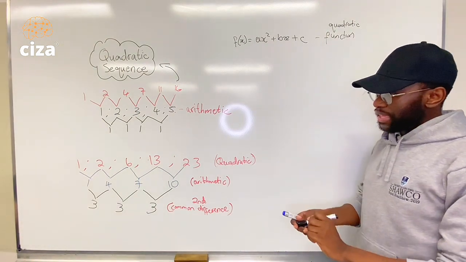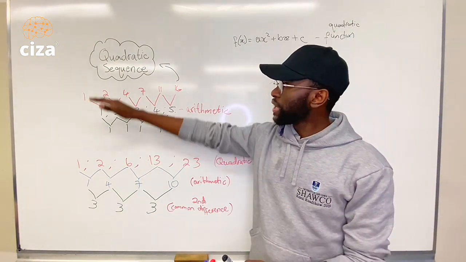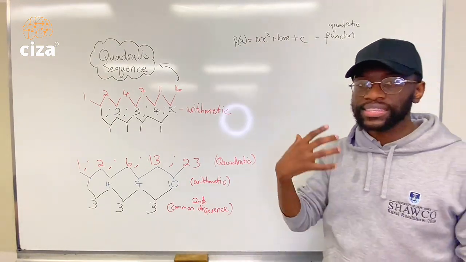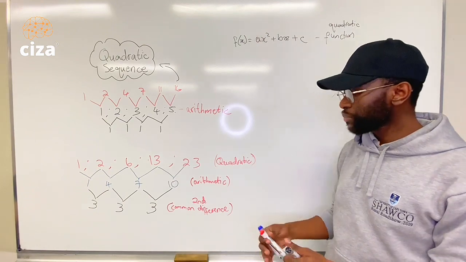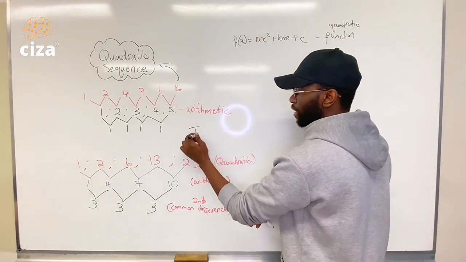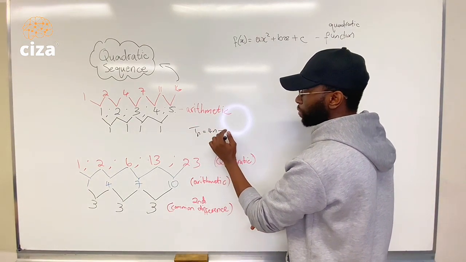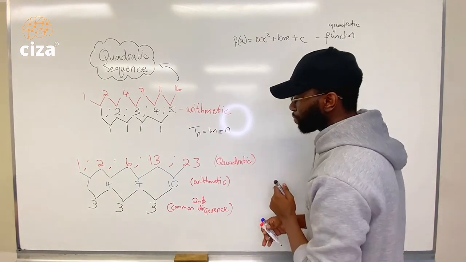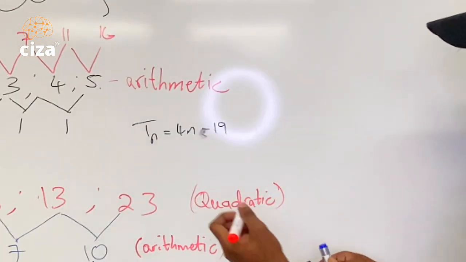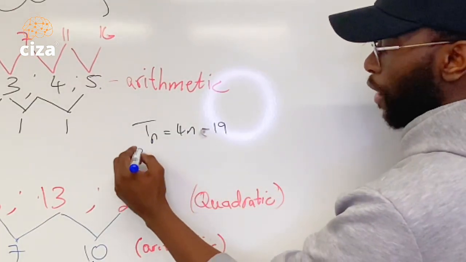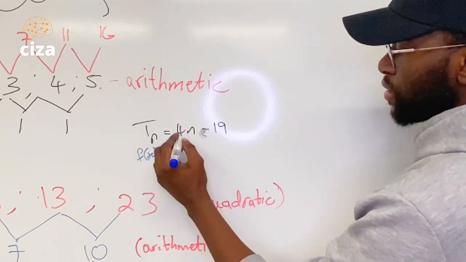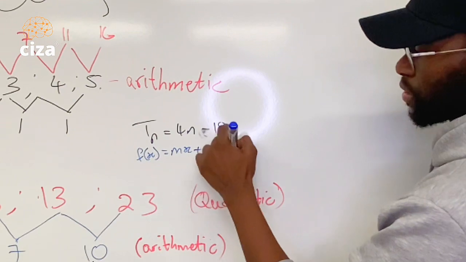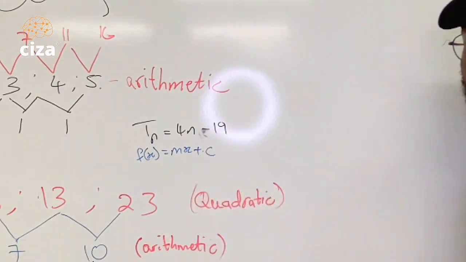Now, even when we're dealing with the quadratic sequences, we're still visualizing the same type of function. With the arithmetic sequence, you remember that we found that our Tn was 4n minus 19. Now if you look at this as a function, you will know that our f(x) is just some gradient variable plus c.